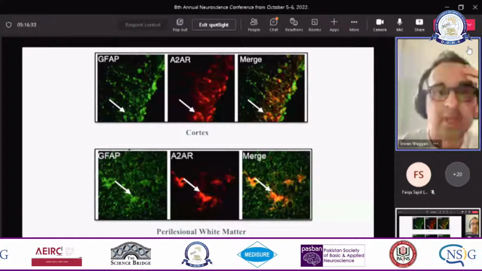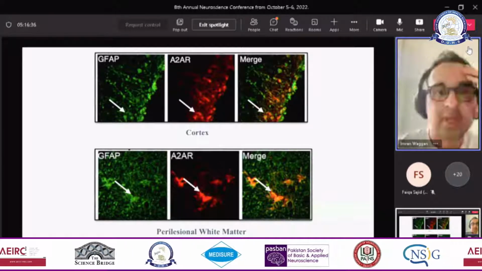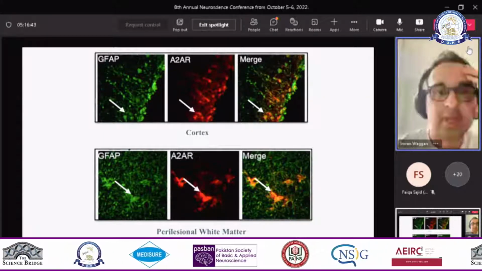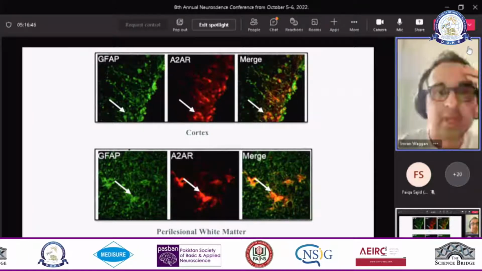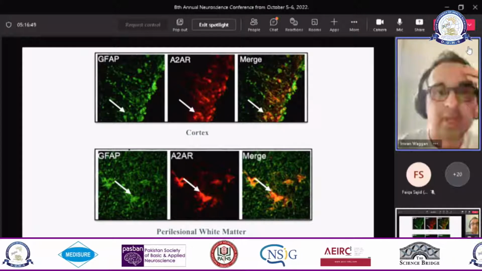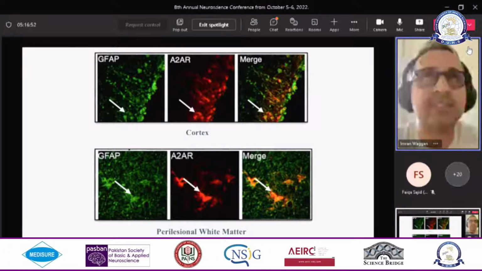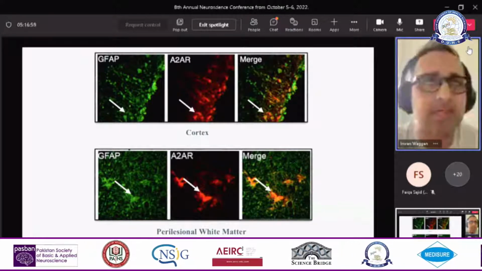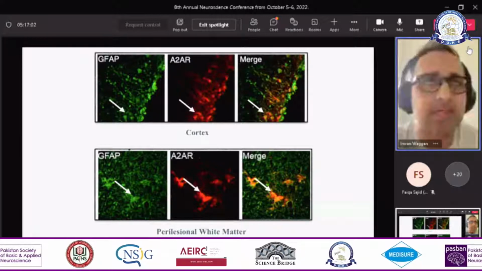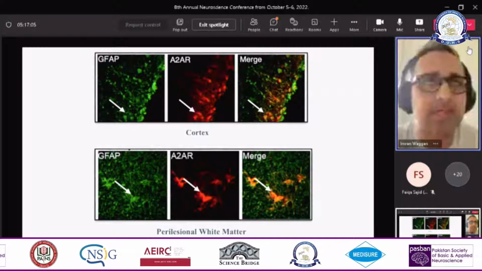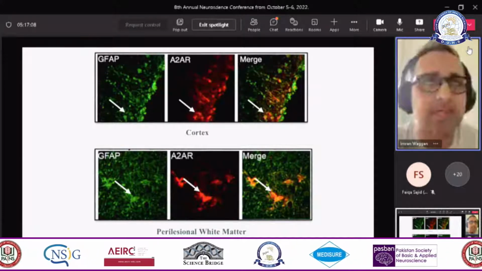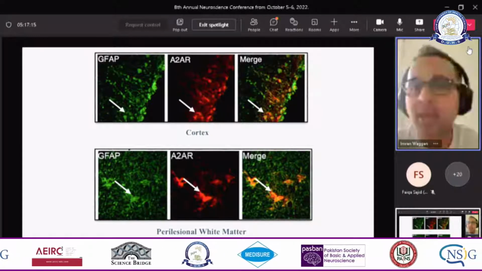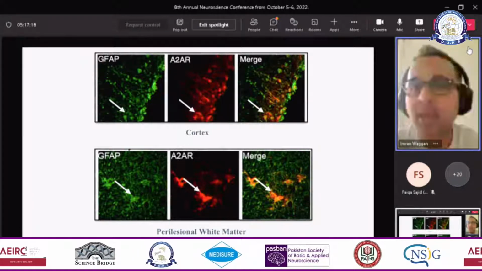Indeed, with Dr. David Pitt at Yale, we found that A2A receptors are present on something called reactive astrocytes. You have A1 astrocytes and A2 astrocytes, A1 being the protective ones and A2 being the destructive ones, which release neuroinflammatory mediators like IL-1 and so on. And you can appreciate that GFAP, a marker of reactive astrocytes, is expressed on the same astrocytes in cortex as well as the perilesional white matter, which ultimately led my supervisor to ask me whether a similar thing is happening in Parkinson's.